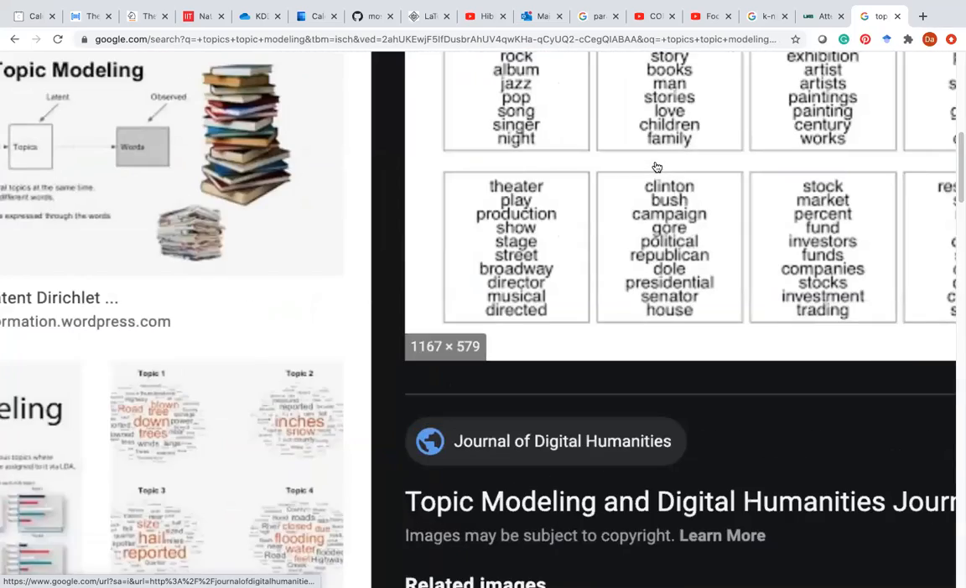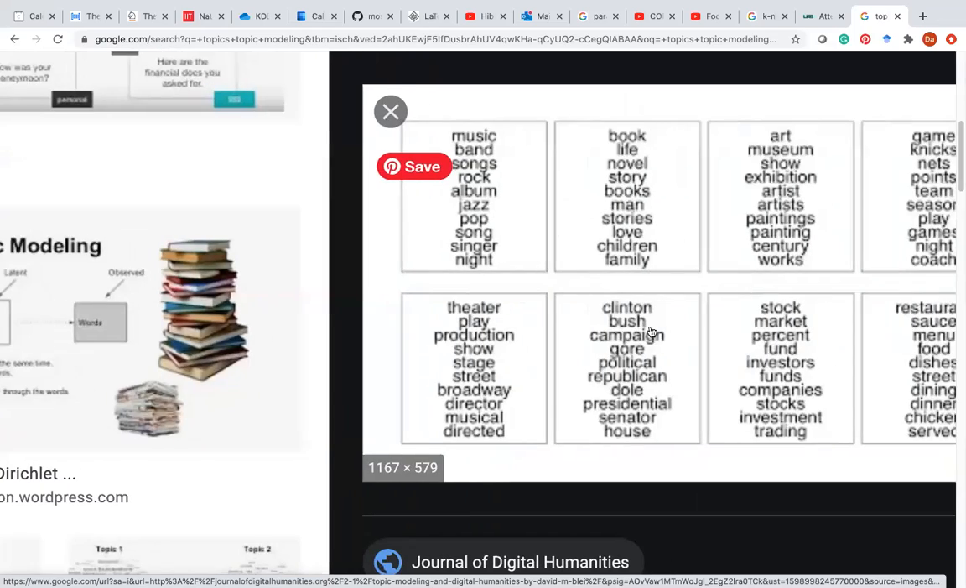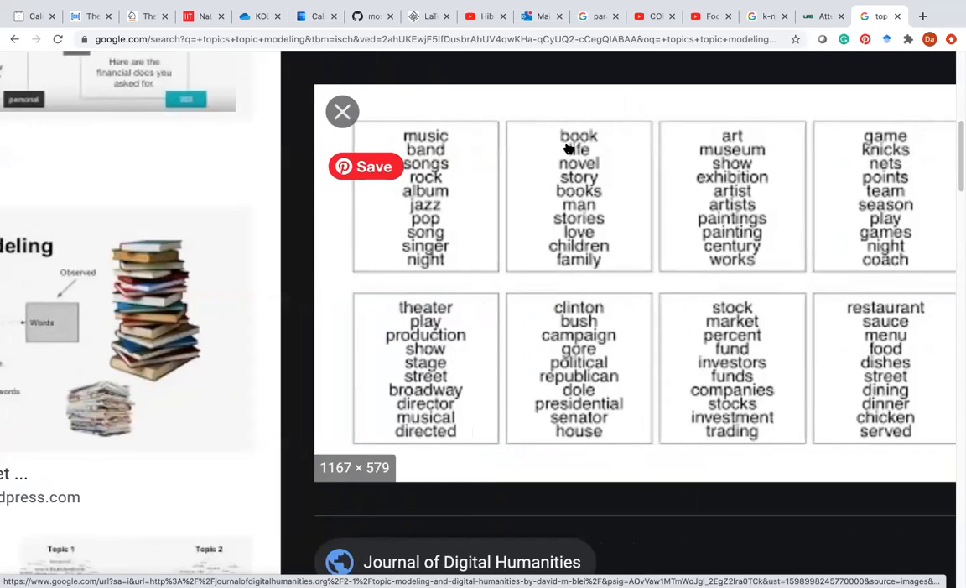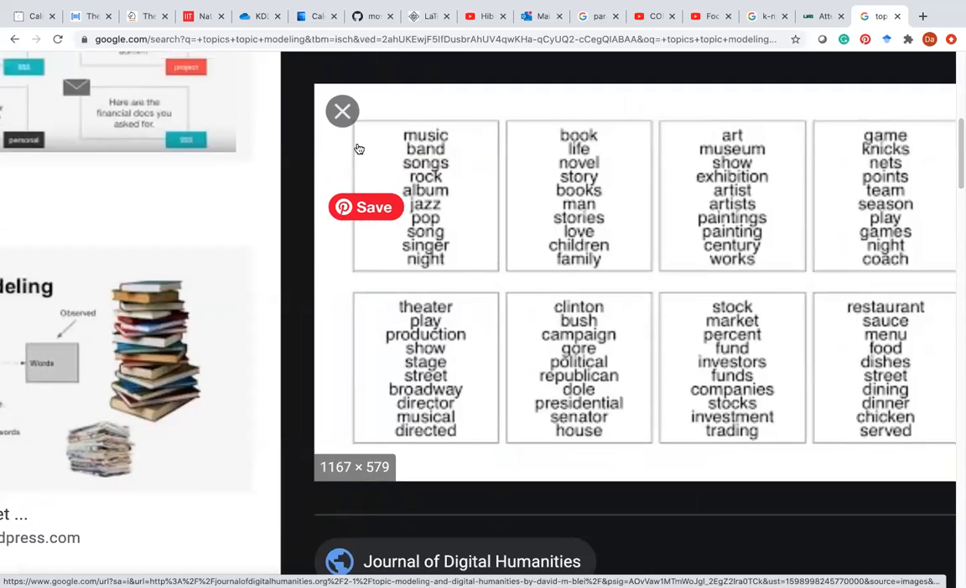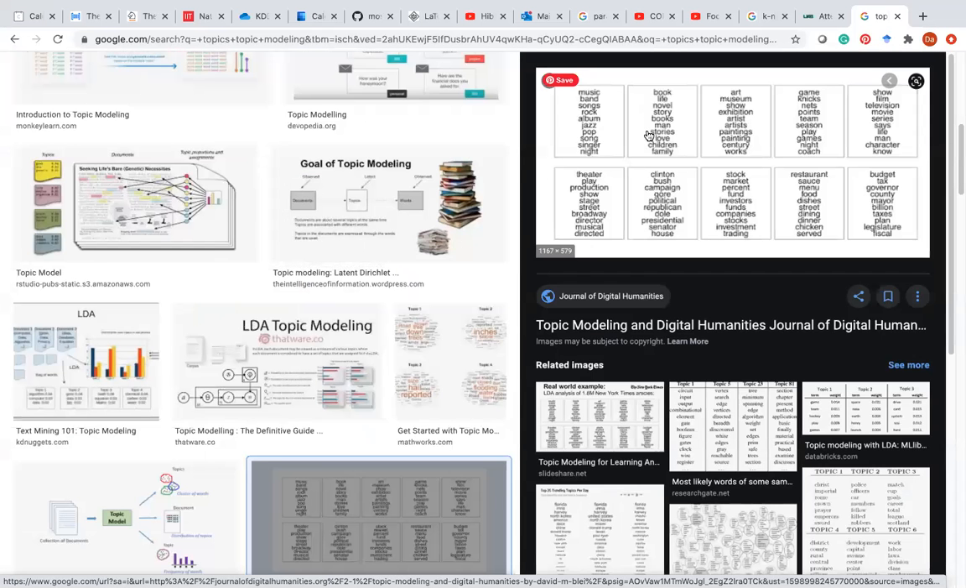These are the top 10 words, and then you can guess maybe Clinton, Bush, campaign, maybe politics, presidential election. And some are like book, live, novel, more like book reading, and this is more like music. But you don't really have the why. Okay, you finally make sense of it.